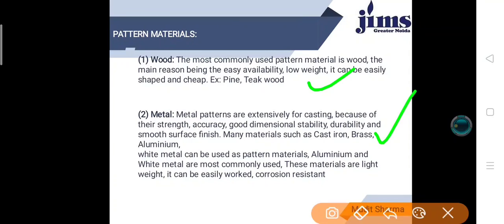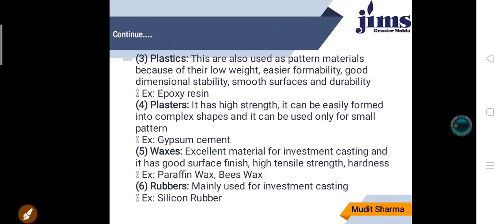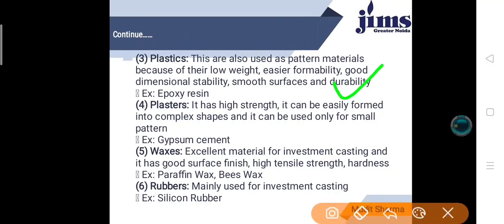In plastic, we use it for dimensional accuracy. Plaster is used for high strength, paraffin wax in wax pattern, and rubber is also used for investment casting. We already discussed where we use these.